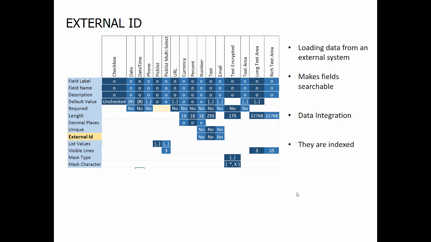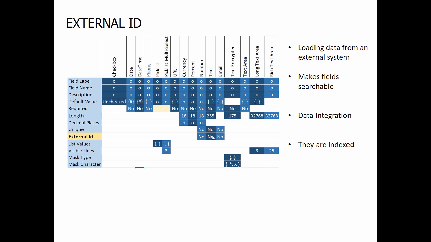Next is external ID. My friend, external ID is so cool. If you look on this chart, external IDs can be used for numbers, text, and emails. And you can specify whether they're unique or not. Okay, cool, right? But here's the cool thing about external IDs: they can be used when you're loading data from an external system.